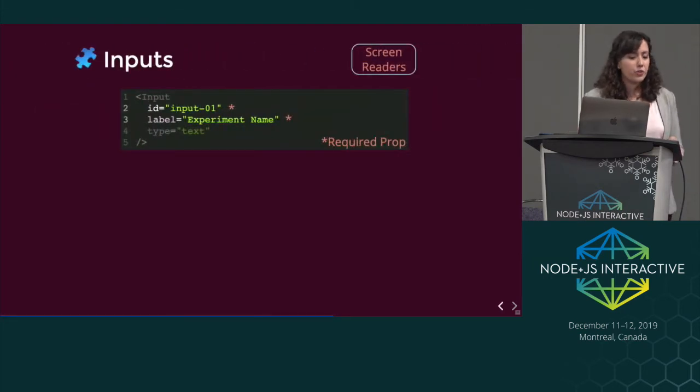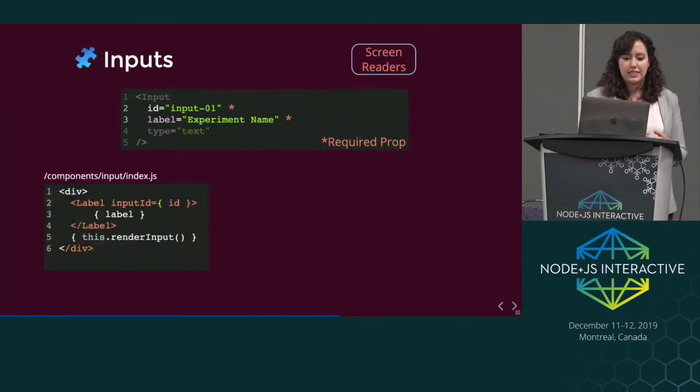So, a few quick changes for our input component. We require an ID, and we require a label now. What this means is that in our code, we no longer have an if statement, right? We know a label has been passed. And we say, OK, use the label component. This is the input's ID. This is the label's text.